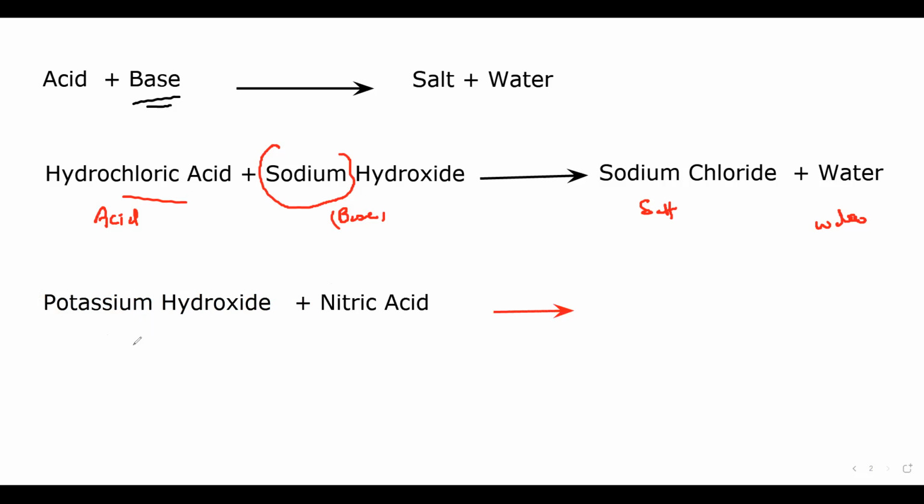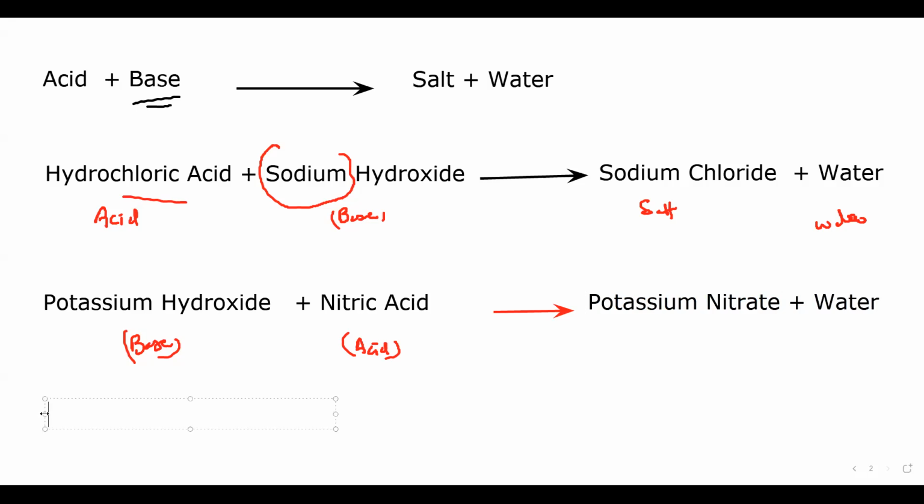Potassium hydroxide is a base. We can change the order, that does not make a difference to the product. And nitric acid is there. So what will be the salt produced? Because of potassium hydroxide, the first name of the salt comes from the metal, so that will be potassium. And the second name is from the acid. If it is nitric acid, this will result in the formation of nitrate salt. So potassium hydroxide plus nitric acid gives potassium nitrate plus water.